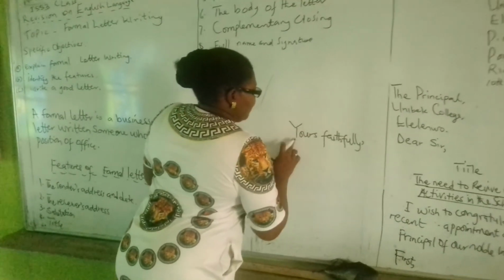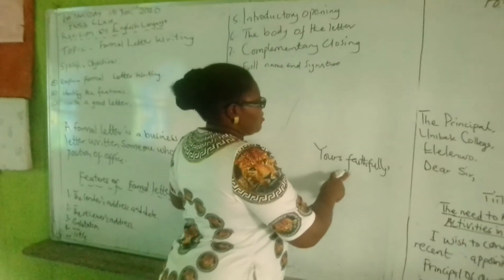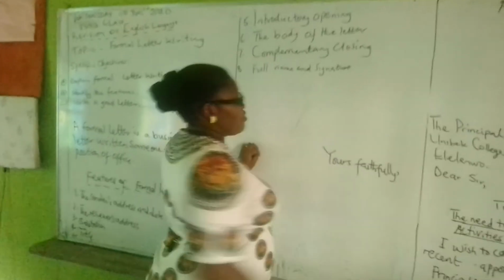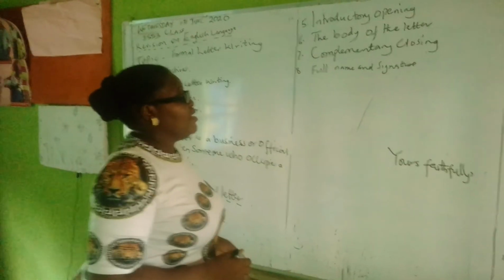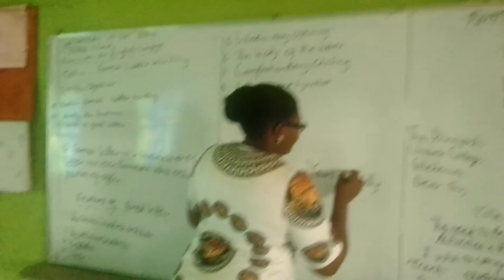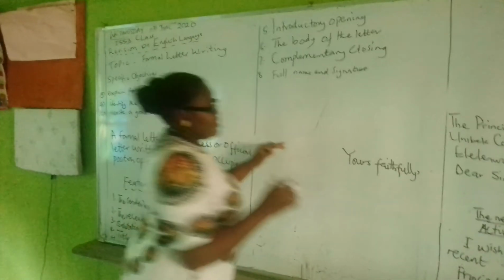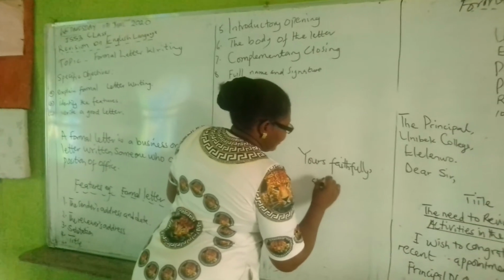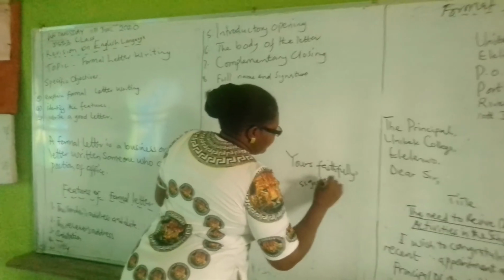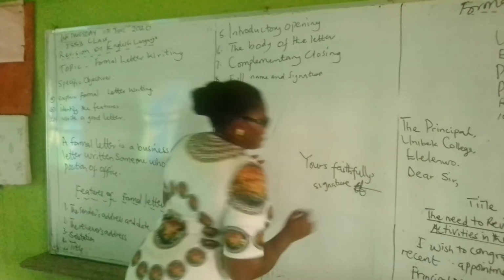In yours faithfully, the Y is in capital letter, but the F is in small letter, and there is a comma here because you have not finished. Yours faithfully. When you write, it is yours faithfully, not yours sincerely. Yours faithfully only. Then you sign your signature. Your signature comes before your full name. Sign your signature.